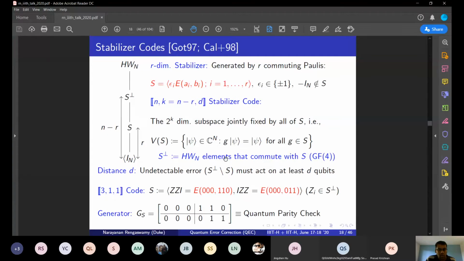Is it clearer now? Yes. So as I understand it, the elements in S-perp minus S are the undetectable errors, right? Yes. So if an error from just S acts on your code, nothing happens. So you're fine and you won't detect it, but it's fine. But if an error from S-perp minus S happens, you will still not detect it, but it's a problem.